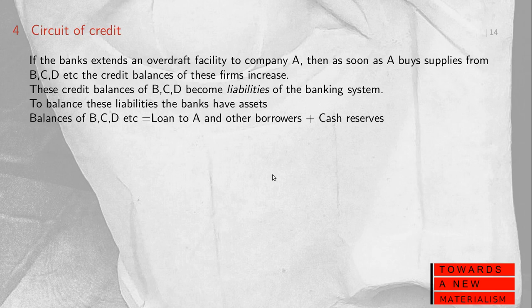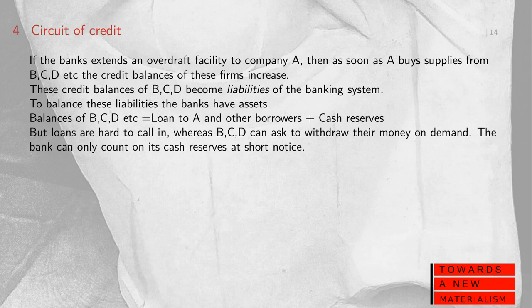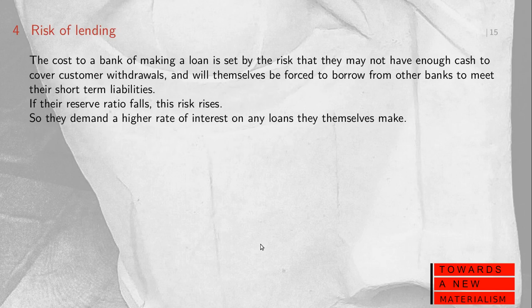To balance these liabilities, the banks have to have assets. The balances of B, C, and D have to equal the loan to A and other borrowers plus the cash reserves. But loans to borrowers like A are hard to call in, whereas B, C, and D, if they've got deposits with the bank, can withdraw their money on demand. And the bank can only count on its cash reserves at short notice. So the cost of making a loan is set by the risk that the bank may not have enough cash to meet customer withdrawals. And if that happens, they're forced to borrow on the money market from other banks to cover their short-term liabilities. So if their reserve ratio falls, this risk rises, and to compensate for that, they have to charge more interest on any loans they make.